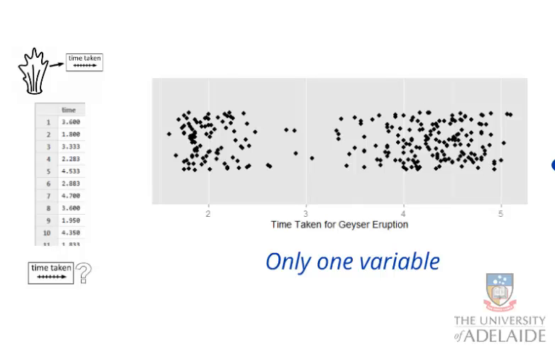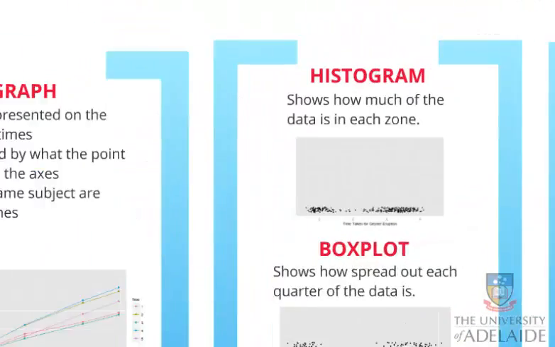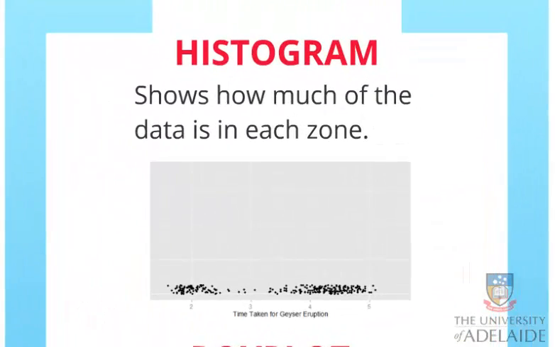So there are two graphs that we can draw to get us a better feeling for how much data there is here and where the data is and how spread out the data is. The first one is a histogram. The histogram shows how much data is in each zone.